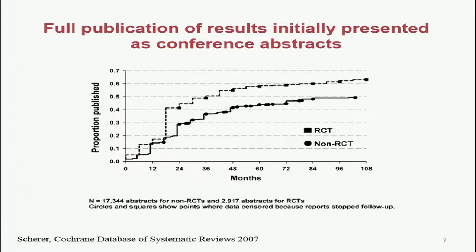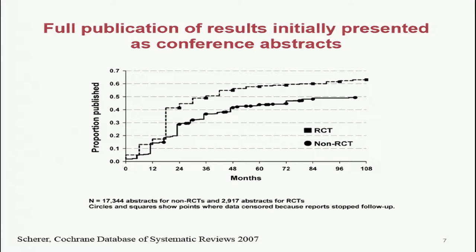So let's look at some empirical data. Let's look at a conference like this one, and I can see the posters in the back, and I'm sure there's a very substantial book of abstracts. And the question arises, what's going to happen with these abstracts? Are they going to get published in full so that they can be fully appraised and perhaps included in a systematic review or meta-analysis?